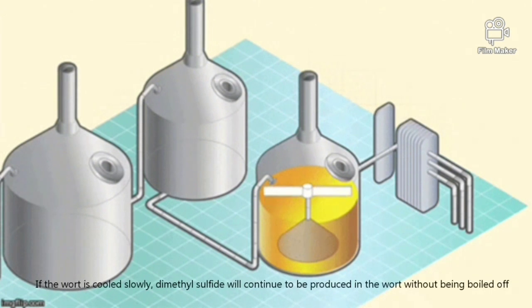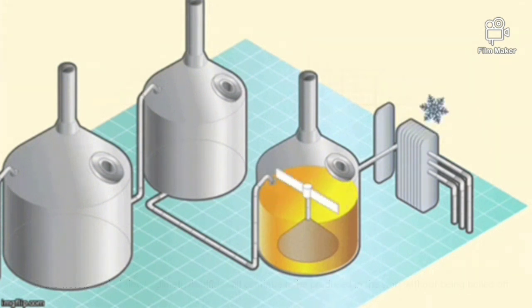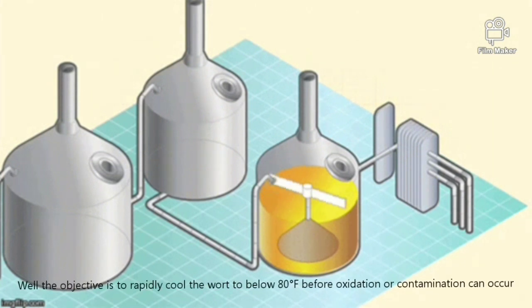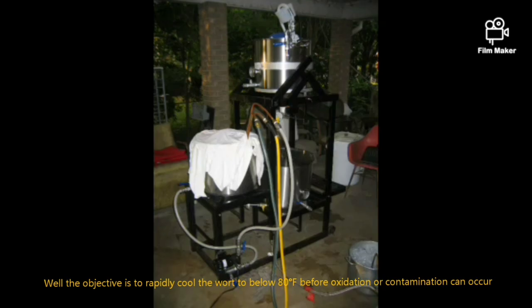If the wort is cooled slowly, dimethyl sulfide will continue to be produced in the wort without being boiled off, which causes off flavors in the finished beer. Well, the objective is to rapidly cool the wort to below 80 degrees Fahrenheit before oxidation or contamination can occur.